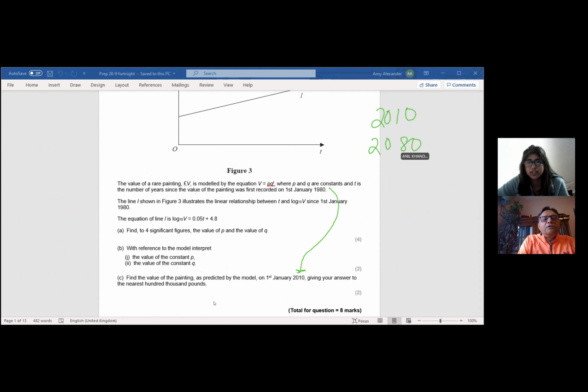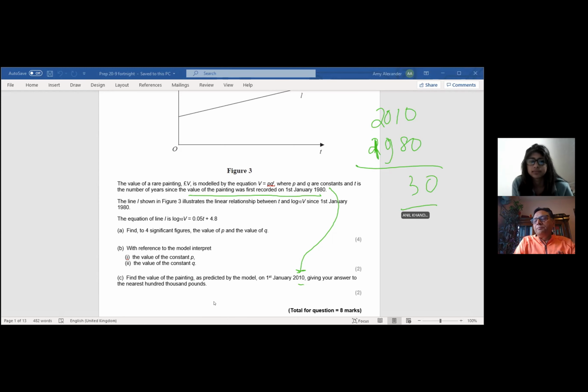So 30 years, since the value of the painting was recorded on the 1st of January 1980. You just take the difference, right? So this is 1980, and the difference is 30 years. So plug in 30 and get your value.